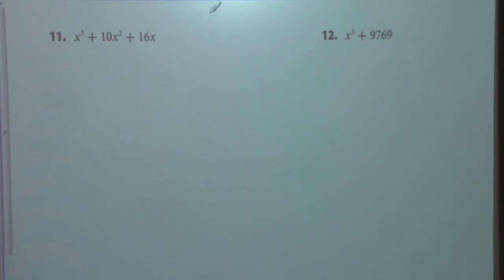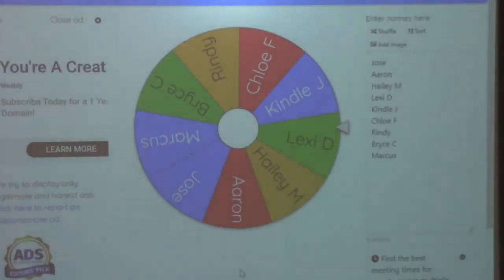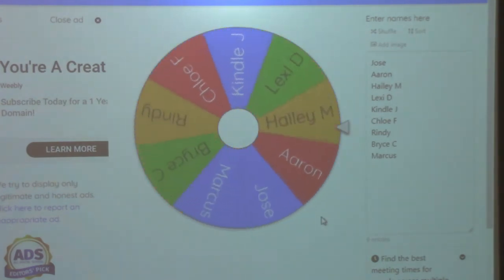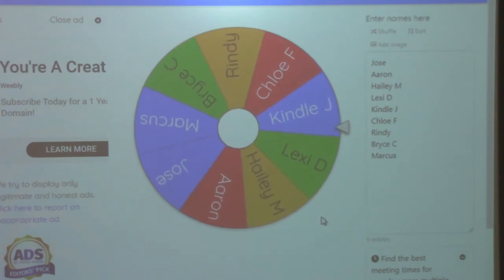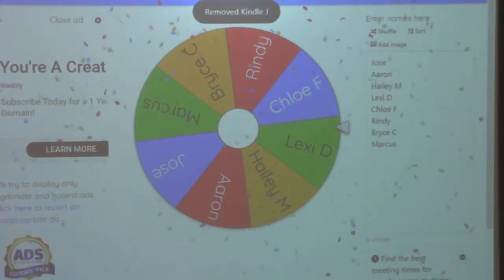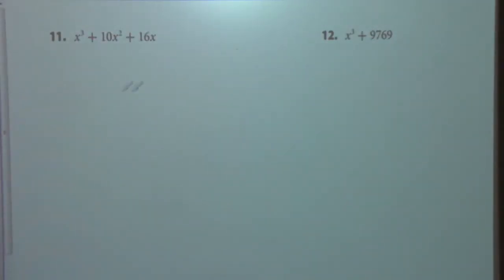I will call on somebody here for this one. Number 11. Lexie. We have Kendall. All right, Kendall, what do we got here? So like that, I do the 8 plus 10x plus 16, but then you have to get some colors. That's how far you got, okay?